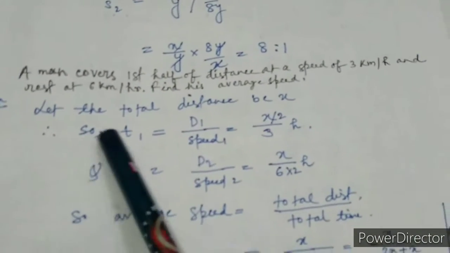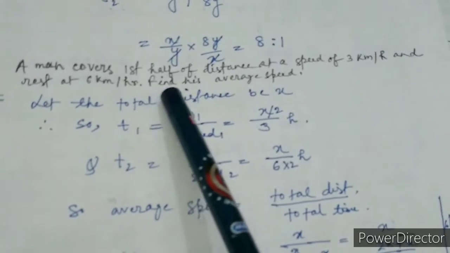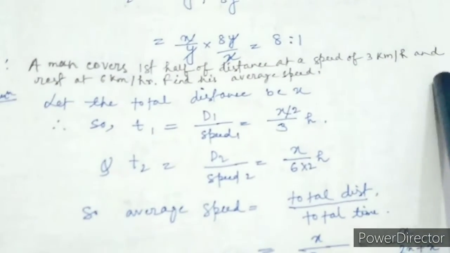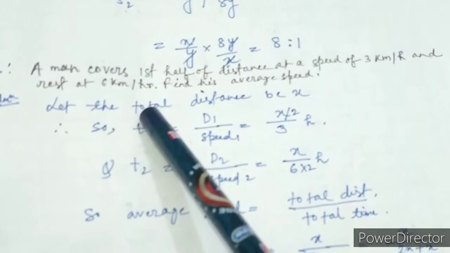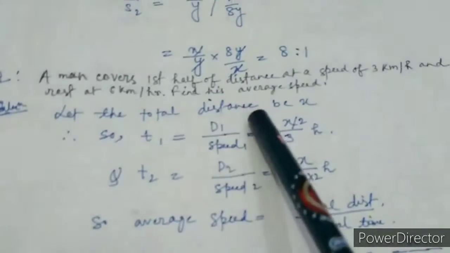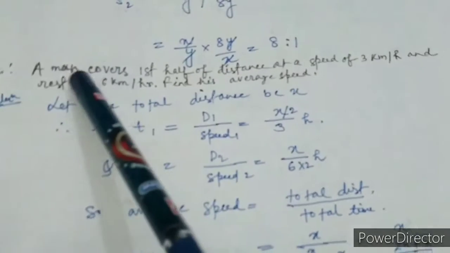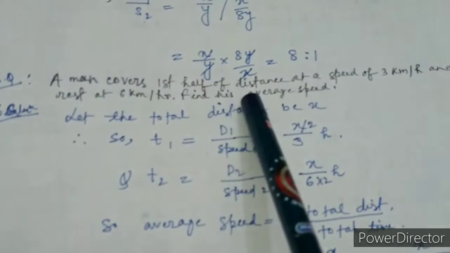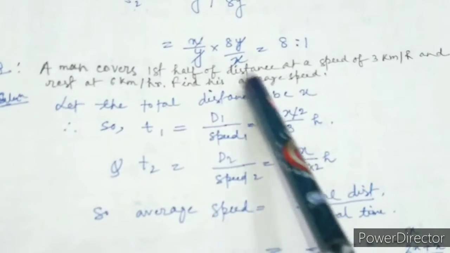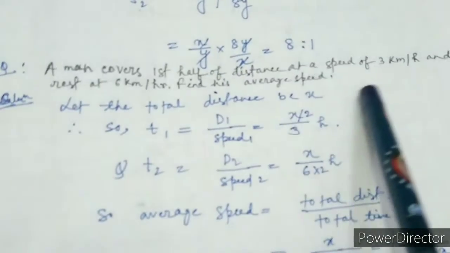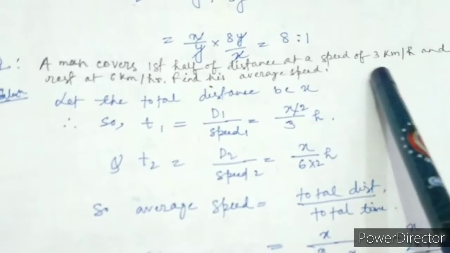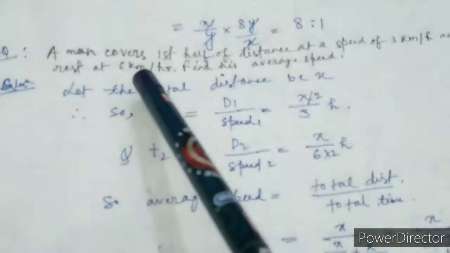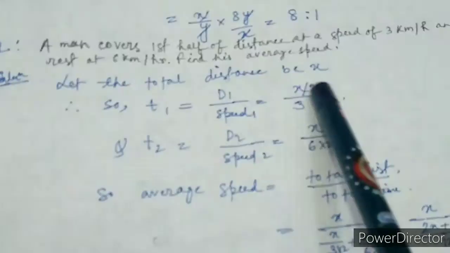Now question number 6. A man covers the first half of a distance at a speed of 3 km per hour and the rest at 6 km per hour. Find his average speed. Suppose the total distance is x, then x by 2 distance he covered at a speed of 3 km per hour, and the next x by 2 distance he covered at a speed of 6 km per hour. Then find his average speed.